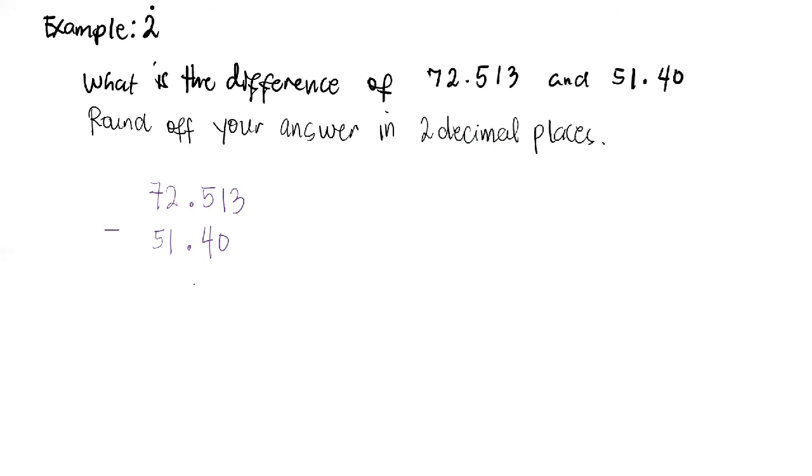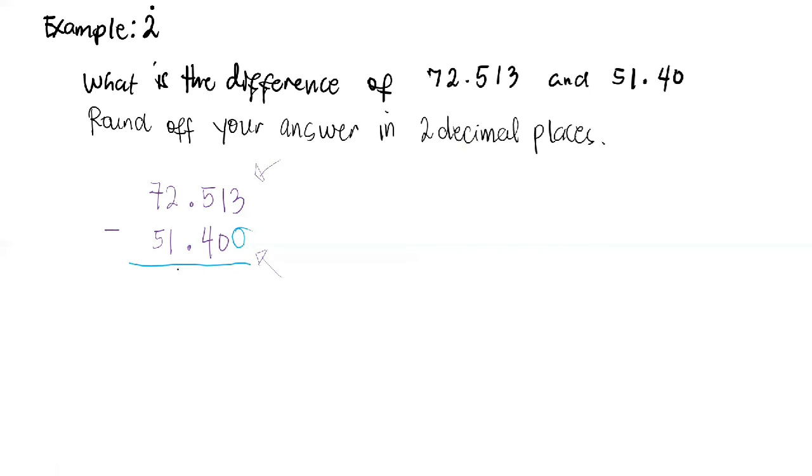If our given decimal numbers do not have the same number of decimal places, then we can add 0. Since the first given has 3 decimal digits and the second given has only 2 decimal digits, we can add 0 to our second given so that it also has 3 decimal digits. If they have the same decimal places, then we can proceed with subtraction. Let's proceed with our subtraction.